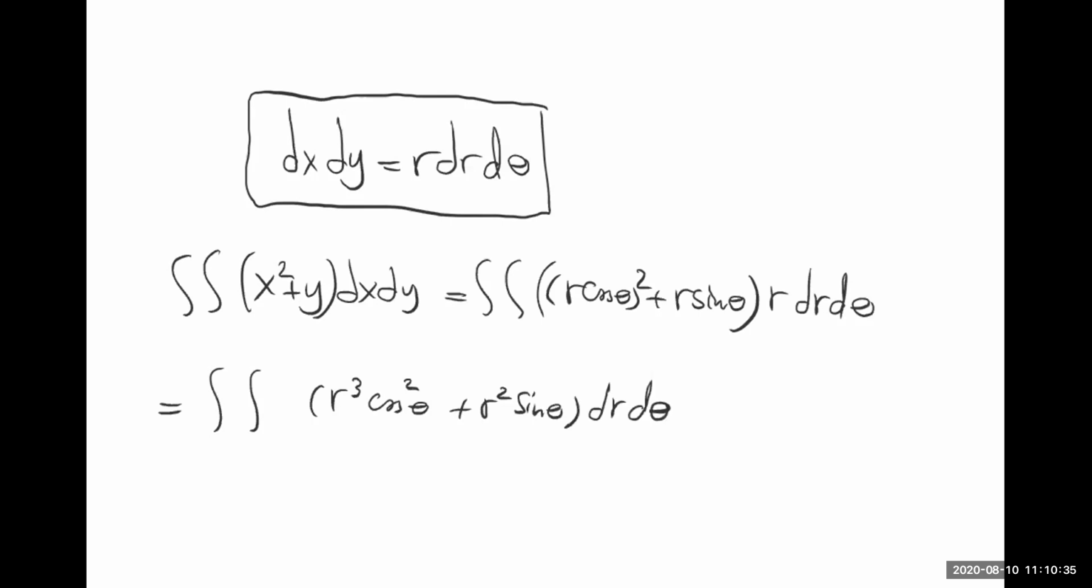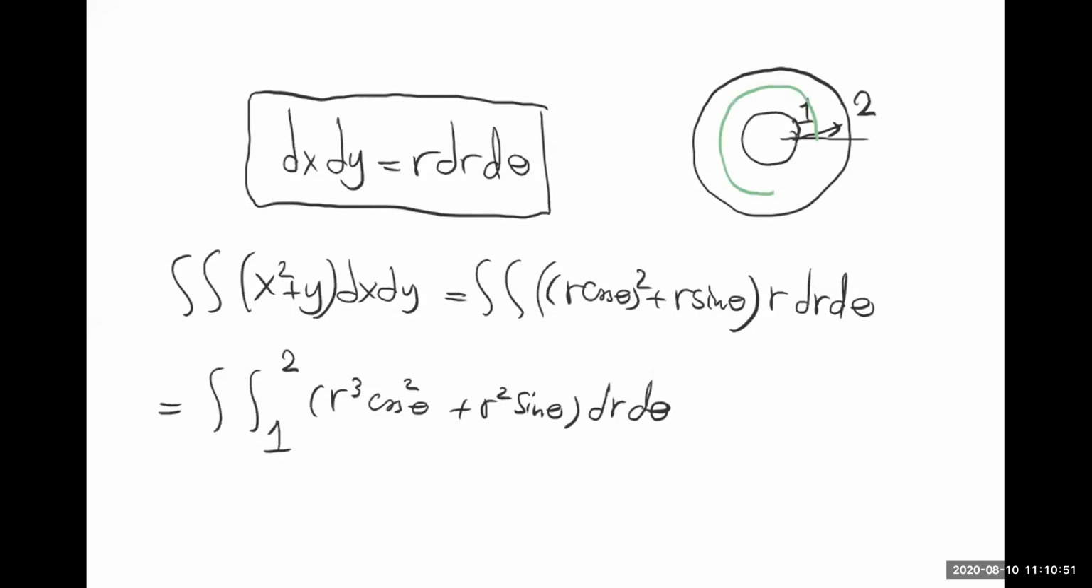What are the bounds for r? We are looking at this region between these two circles. We go from the circle with radius 1 to the circle with radius 2. So the bounds for r are 1 to 2. What are the bounds for theta? We go from 0 to 2 pi. We go all around the circle. So it's 0 to 2 pi. And we should compute this integral.